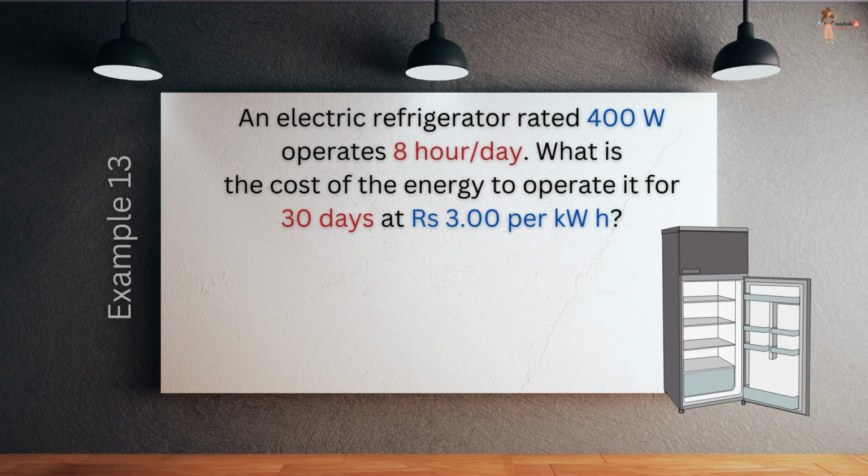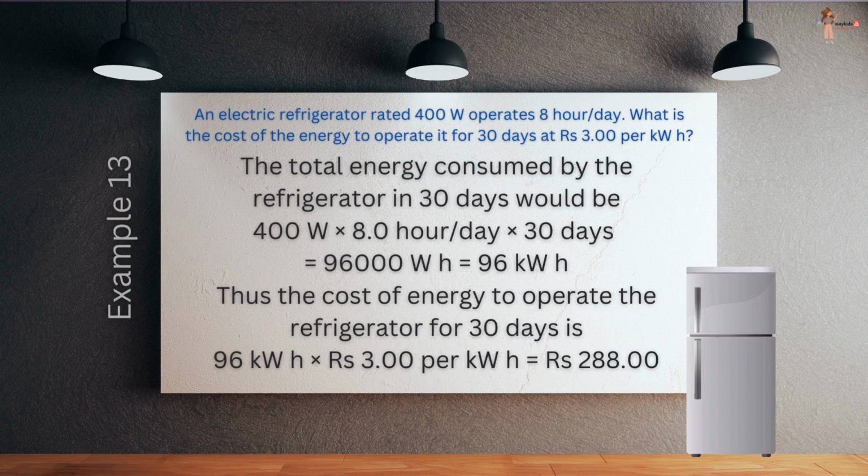An electric refrigerator rated 400 watt operates 8 hours per day. What is the cost of the energy to operate it for 30 days at Rs 3 per kilowatt hour? The total energy consumed by the refrigerator in 30 days would be 400 into 8 hours per day into 30 days, which is 96 kilowatt hour. Thus, the cost of energy to operate the refrigerator for 30 days is 96 into 3, that is rupees 288.